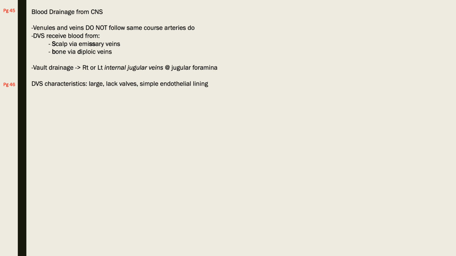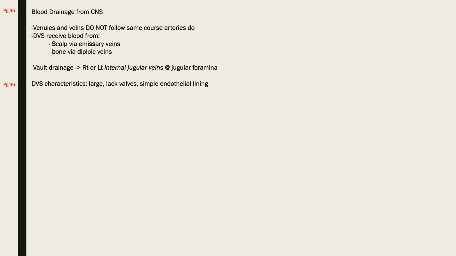So the first note written under there: venules and veins of the CNS do not follow back the same course the arteries and arterioles followed inward. So a lot of the stuff you learn in gross anatomy, a lot of the extremity veins and arteries, they all kind of run together. That's not the case in the CNS.